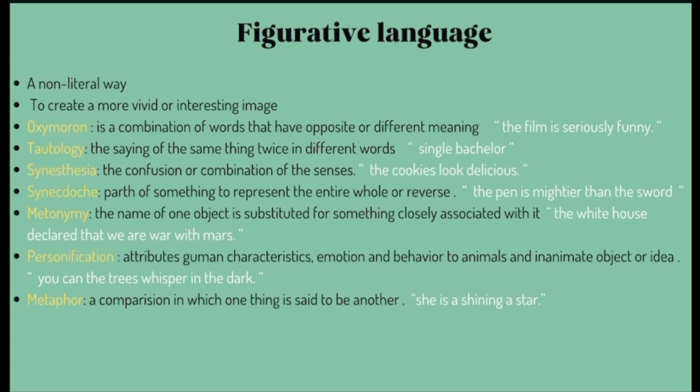Metonymy, the name of one object is substituted for something closely associated with it. The White House declared that we are at war with Mars. The White House refers to the president. Personification attributes human characteristics, emotions, and behavior to animals and inanimate objects or ideas. For example, the trees whispered in the dark. Metaphor, a comparison in which one thing is said to be another. She is a shining star.